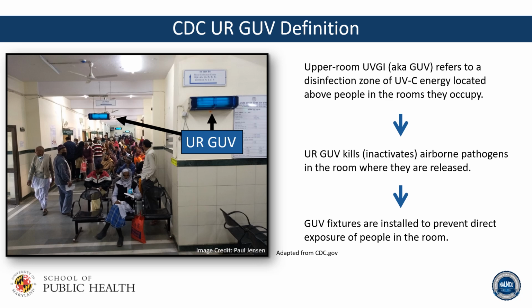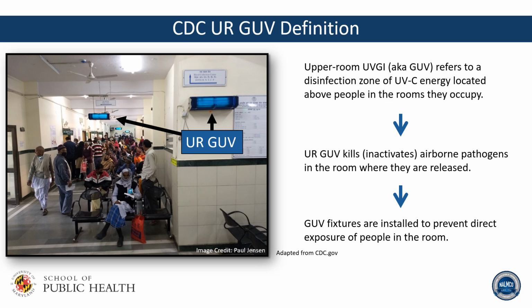CDC describes upper room GUV in the following way. The upper room, and they refer to GUV as UVGI, refers to a disinfection zone of UVC energy that is located above people in the rooms they occupy. So the upper room GUV inactivates or kills airborne pathogens in the room where these pathogens are released. GUV fixtures are installed to prevent direct exposure of people in the room.